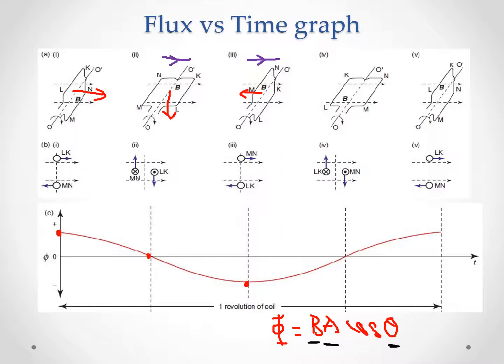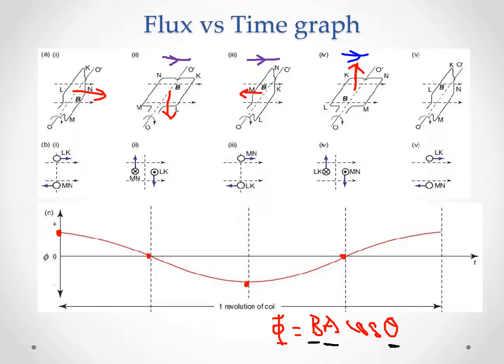In the fourth picture, the area vector is again perpendicular to the field, and the field is flowing to the right side. And cos 90 is 0, and the flux obtained will also be 0.